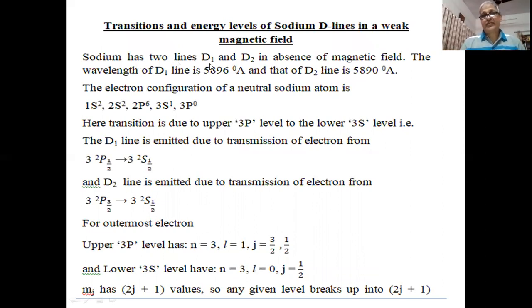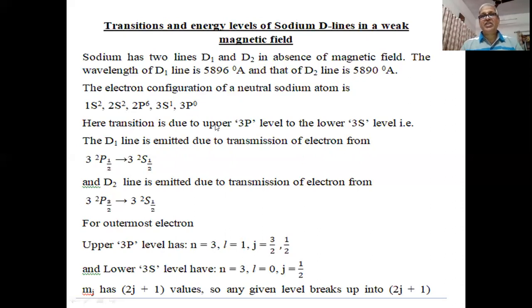Sodium has two lines, the D1 line and the D2 line. The wavelength of the D1 line is 5896 angstrom and the D2 line is 5890 angstrom. The electronic configuration of the neutral sodium atom is 1s2, 2s2, 2p6, 3s1, and the atomic number of sodium is 11. If we sum these numbers, we get a total of 11, and the outer orbit is s.